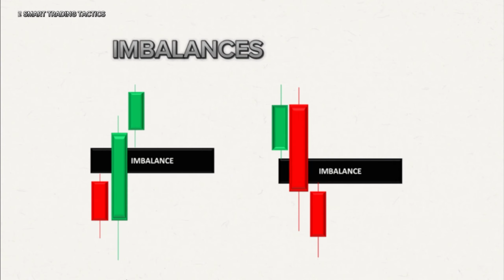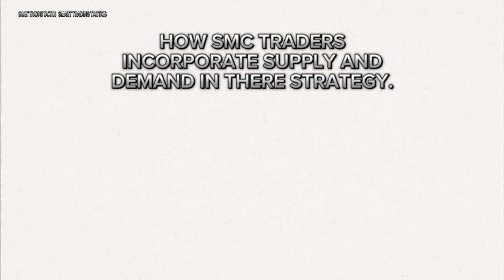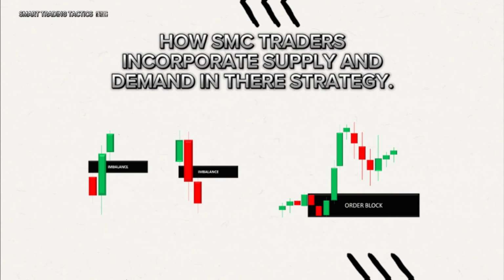of the original move. How SMC traders incorporate supply and demand into their strategy. SMC traders use supply and demand zones in conjunction with order blocks and price imbalances to build their trading strategies. The focus is on understanding the intentions of smart money and aligning trades with these intentions.